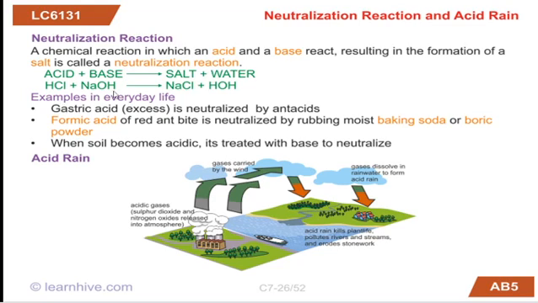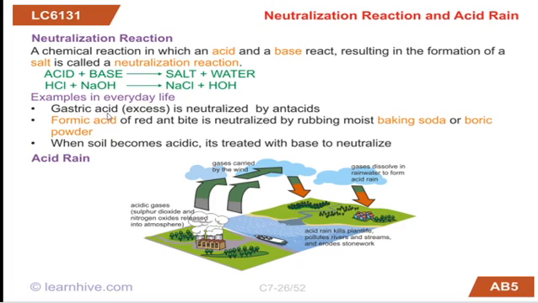Some of the neutralization reactions in our day-to-day life. A chemical reaction in which an acid and a base react, resulting in the formation of a salt, is called neutralization. Acid plus base gives salt and water. Examples in everyday life. Excess gastric acid is neutralized by antacids. This is important in everyday life.